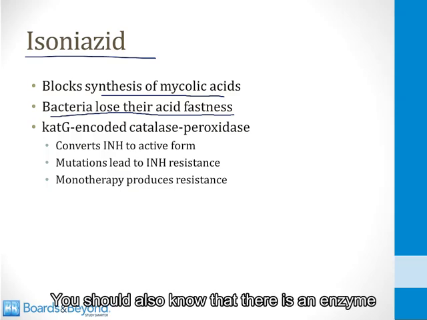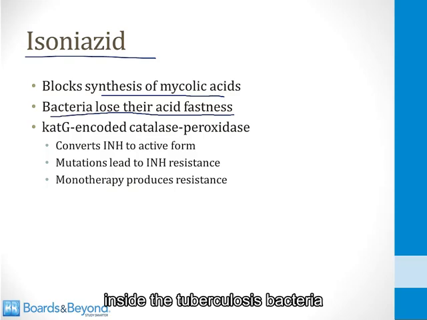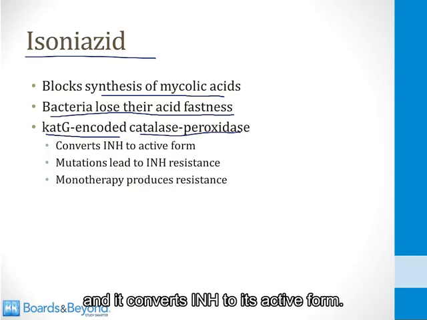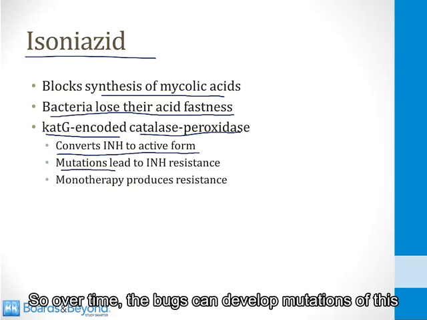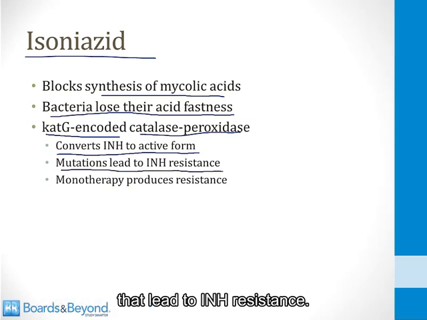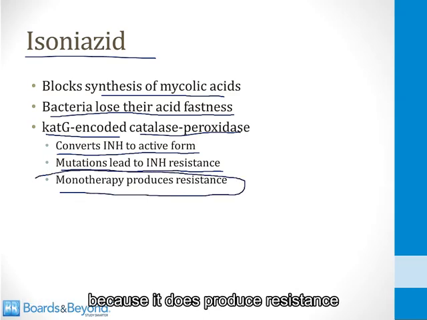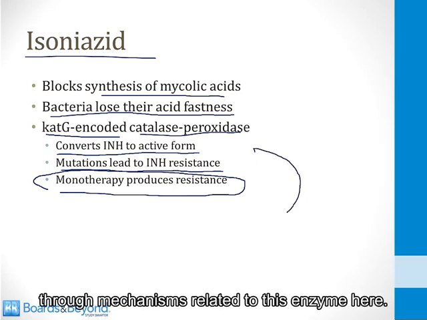You should also know that there is an enzyme inside the tuberculosis bacteria called CatG-encoded catalase peroxidase, and it converts INH to its active form. So over time, the bugs can develop mutations of this that lead to INH resistance, and this is part of the reason why monotherapy is not used, because it does produce resistance through mechanisms related to this enzyme here.